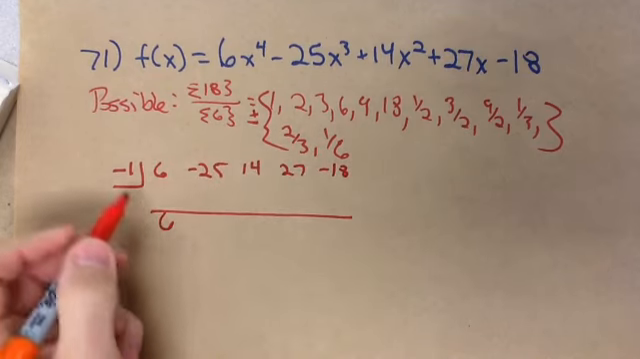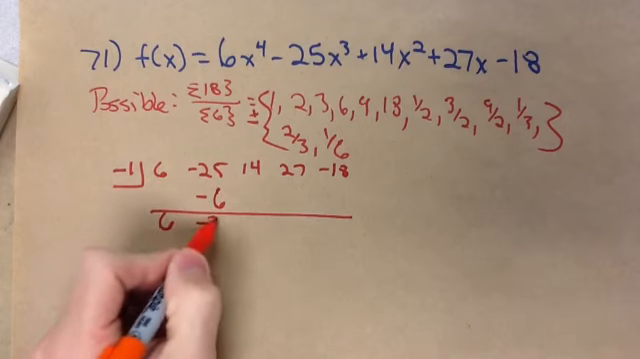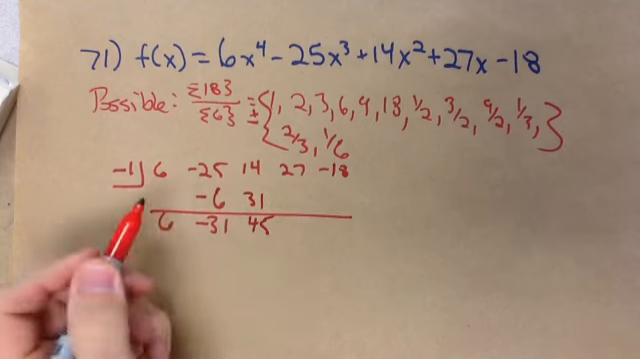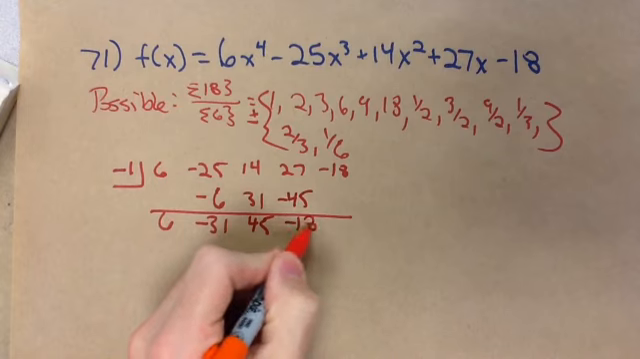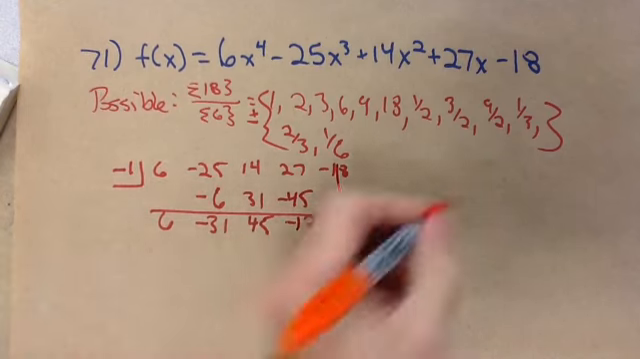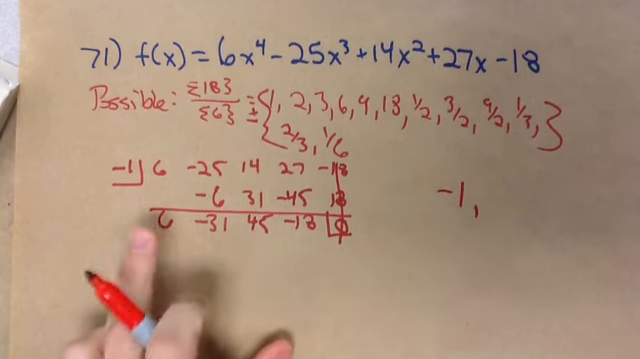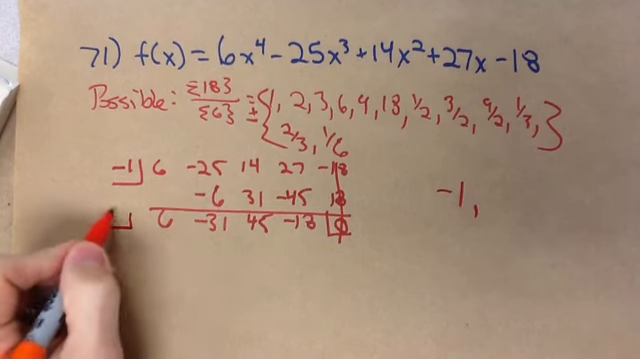Okay, so 6, we got negative 6. It's negative 31. 31 gives us 45, becomes a negative 45. We got negative 18, which becomes positive 18, and I'm left with 0. Now, I know negative 1 works. I'm going to look for another one because this is still degree 3. It's still an x cubed. So why don't we try, I don't know, 3.